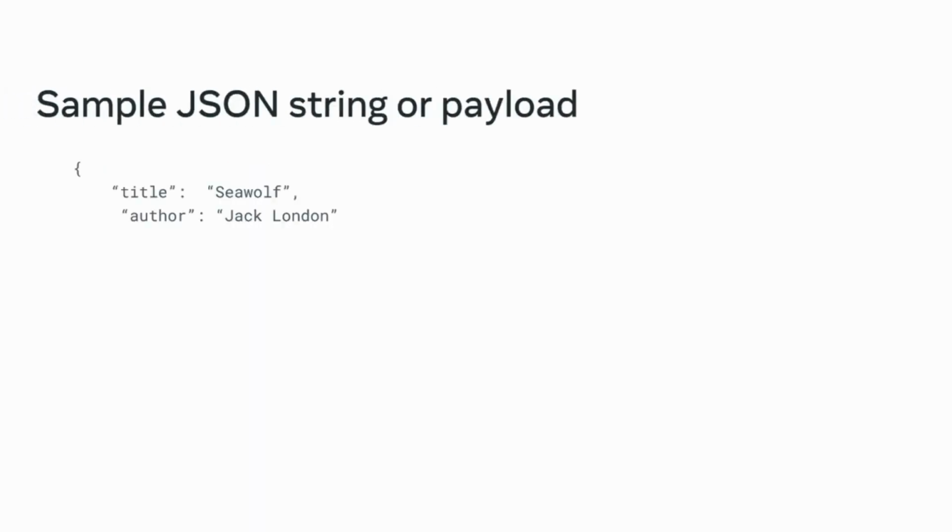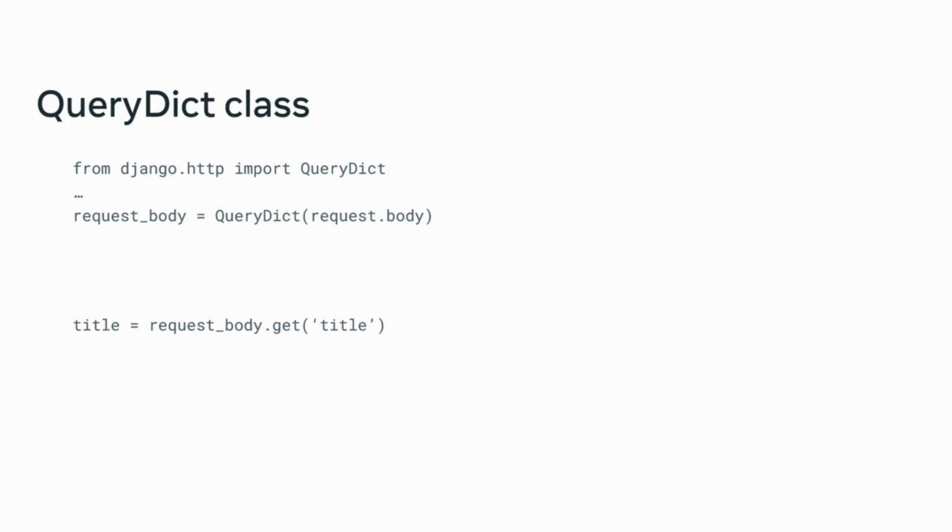Previously, you learned that data is passed to the web server in the HTTP body as either a raw JSON string or a form URL encoded string, which is also called a payload. Here is an example JSON payload with a book's title and author data. But you need to parse this string to access these individual data elements. To do this, use the QueryDict class from the django.http module to parse the request body to a Python dictionary. After this, you can access the individual elements of the HTTP request body from this dictionary.